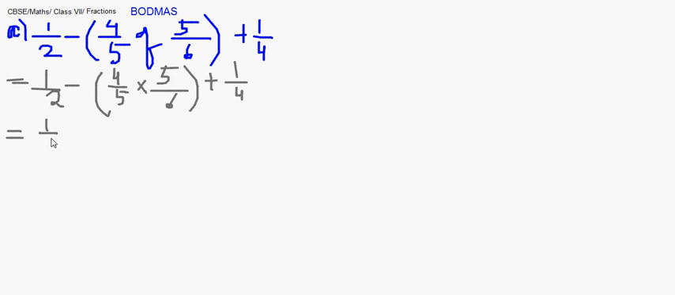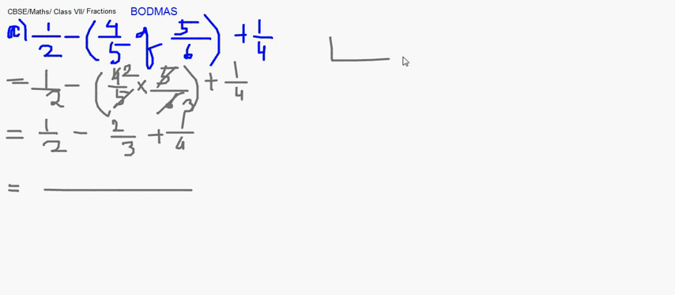It's 1 by 2 minus, if I solve this, 5 and 5 get cancelled. If I reduce this to lowest term, this becomes 2 by 3. There is no need for a bracket there, so I removed it. Now it stands at 1 by 2 minus 2 by 3 plus 1 by 4. We can solve this together by finding the LCM of 2, 3, 4. Here I'll do it, then I might just erase to make the space.